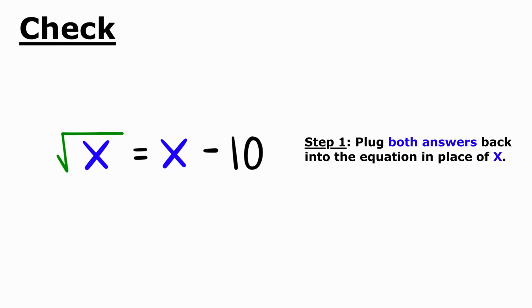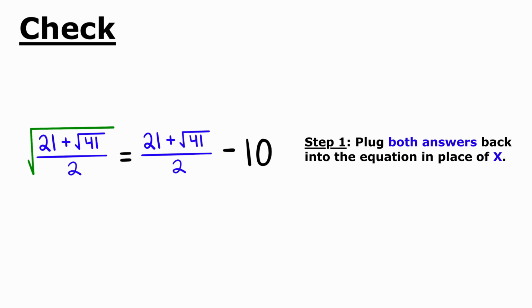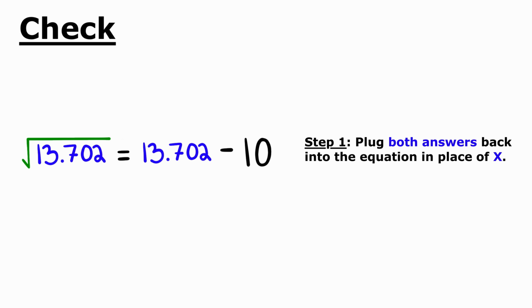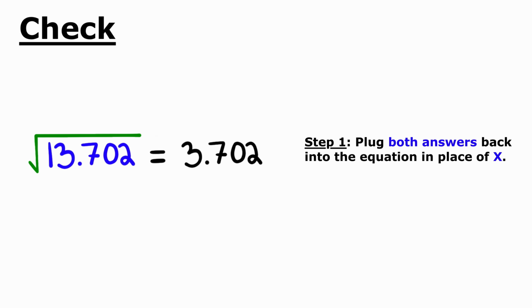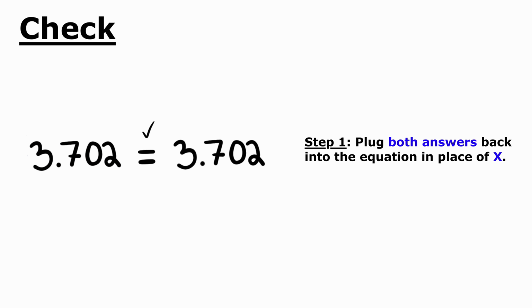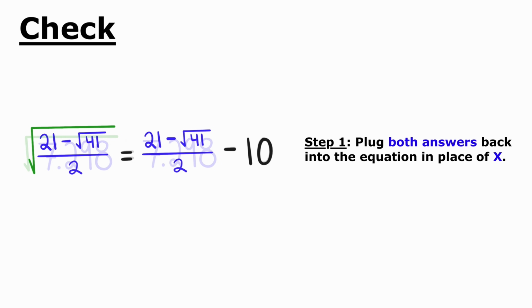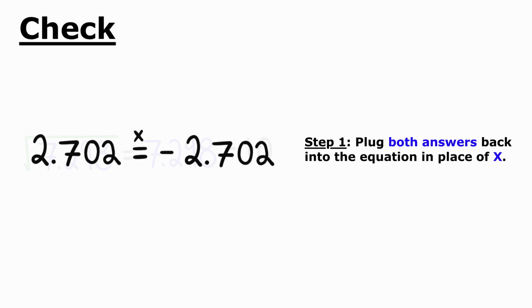Now let's again check if they're extraneous by plugging them back into the equation. Don't forget to plug in both variations. In this case, it looked like the positive version of our answer was a real answer, while the negative one was extraneous.